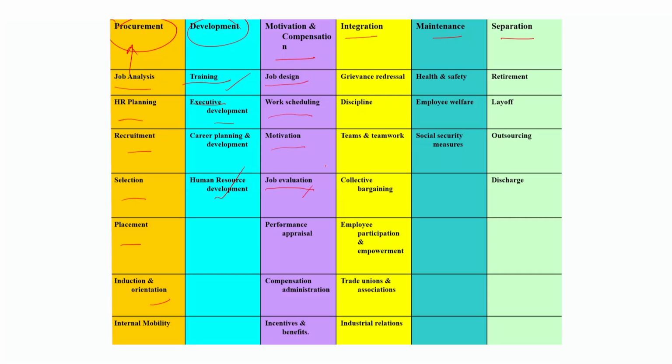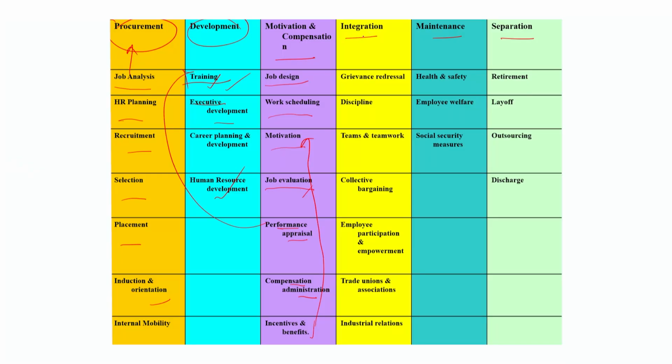Then comes performance appraisal. Performance appraisal helps us know if we trained an employee, after training what kind of work he has done, and whether we need to give him some other training further or the training was sufficient. Then compensation administration, incentives and benefits. These incentives and benefits directly affect the motivation and morale of the employee.